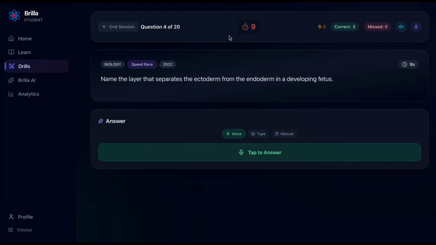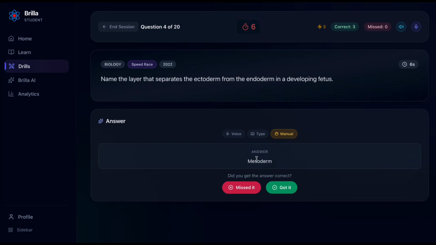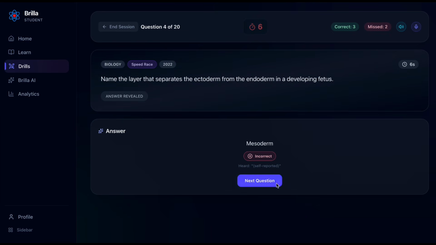This should be 10 seconds because it's biology. So I'm going to go to manual. Once I tap manual, I'm going to stop the timer. And it's going to tell me, did I have this answer? And I can self-grade. So let's say I missed it because I didn't know what this was. It's going to say missed. And I can go to the next question. And yes, you go on and on and on to the 20 questions.